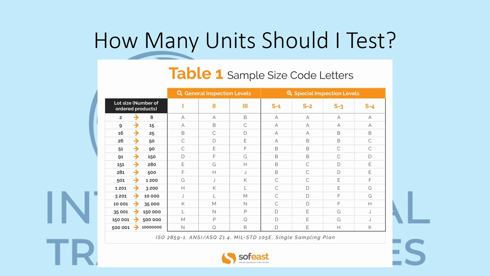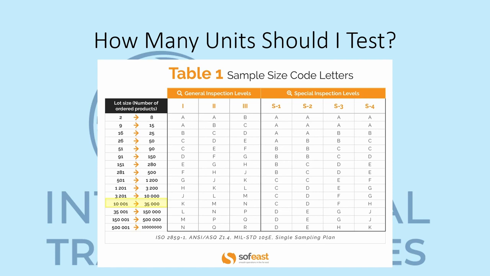That's where these AQL tables come in. And we're going to use an example to walk you through this. So let's say you're trying to import 15,000 pens. First thing you're going to want to do is go to that column on the left and look at lot size, which is just the number of products you've ordered. You're going to find that range where 15,000 fits. So that 15,000 falls between 10,001 and 35,000.